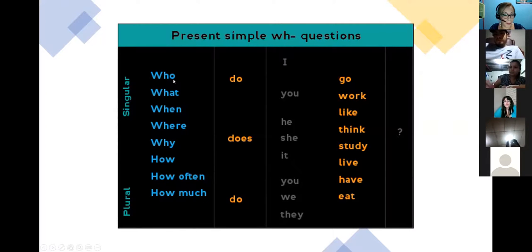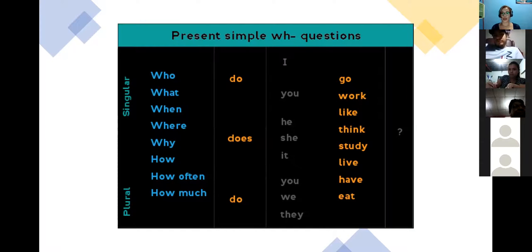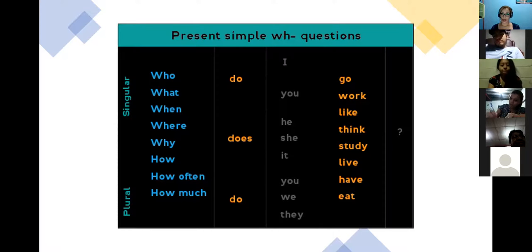Who es para? Para singular. Who, ¿quién? Oh, yeah. It's to ask about people. What? Es el qué. It's for things. When? Cuando. Refers to time. Where? Donde. Refers to place. Why? ¿Por qué? We need to give a reason.